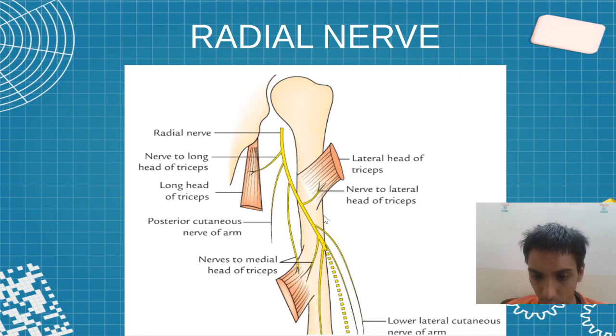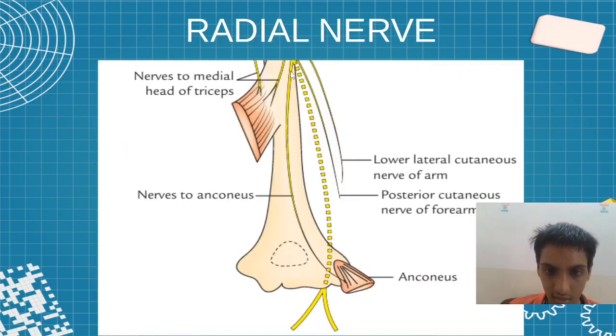Then going more downwards, we are finding that it gives lower lateral cutaneous nerve of arm and also the posterior branch. Then there is a nerve that supplies the anconeus muscle, and then here it continues like this downwards and then giving branches entering the forearm region.